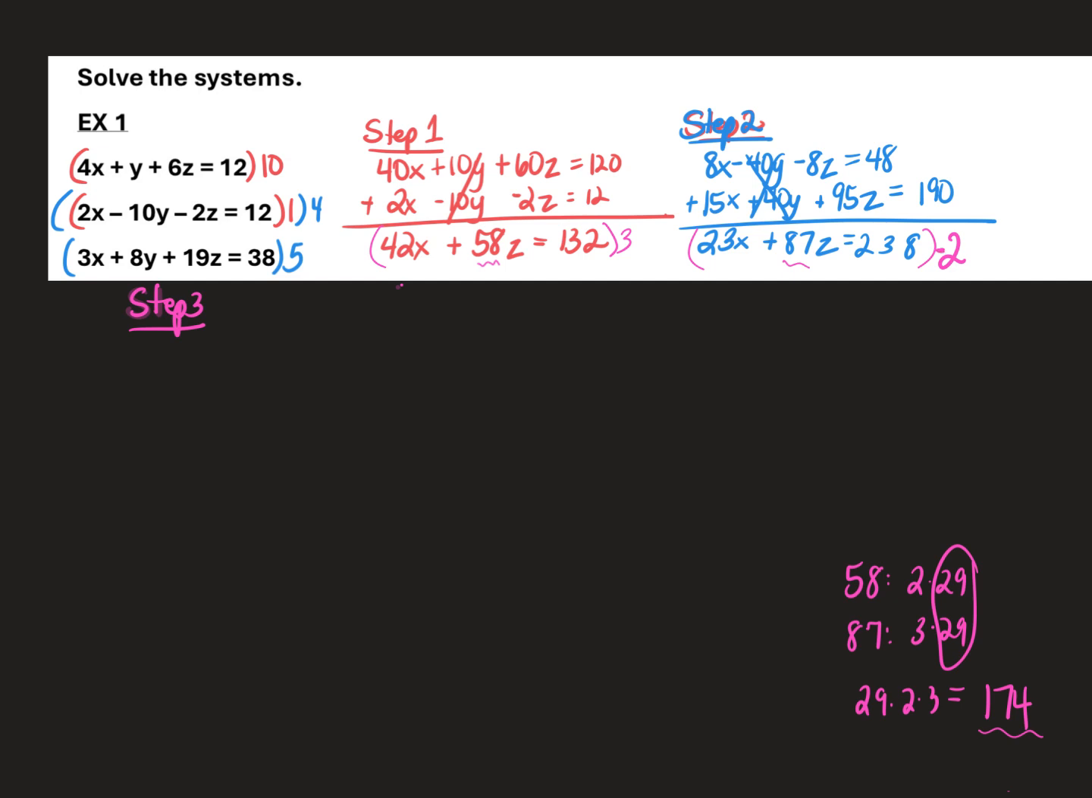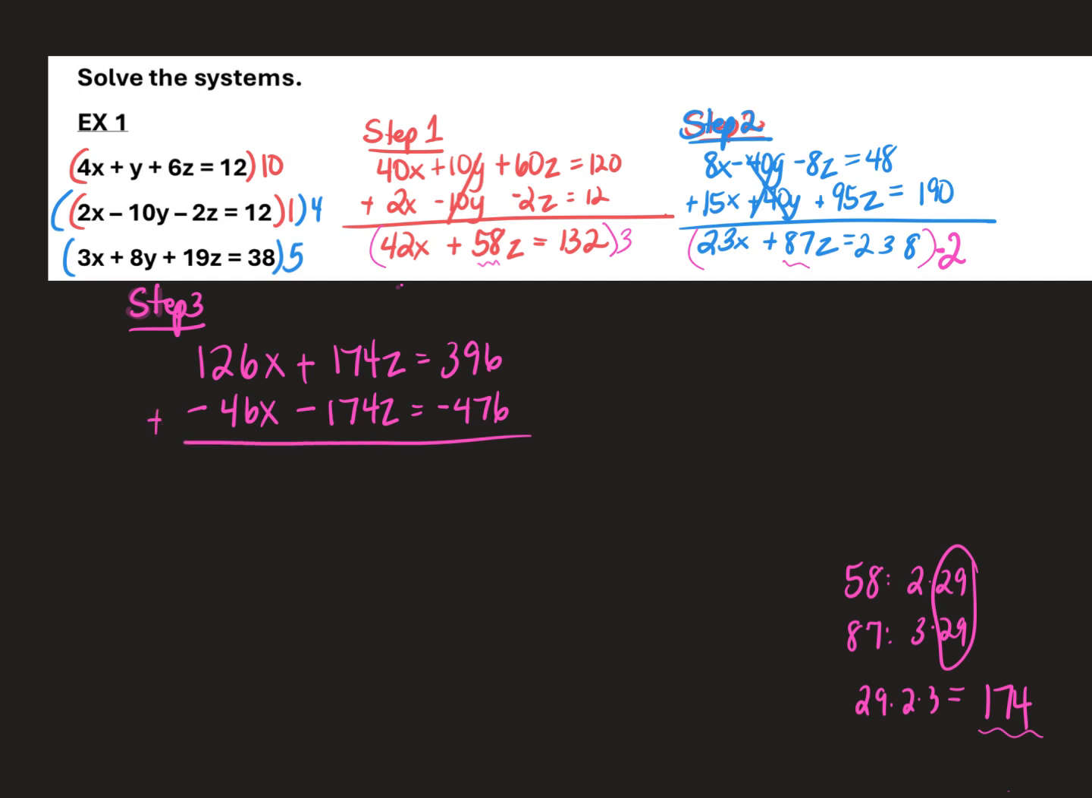So I'm going to have 126x plus 174z equals, I believe that's 396. Yes, 396. I'm going to have negative 46x minus 174z equals negative 476. I'm going to add these together.